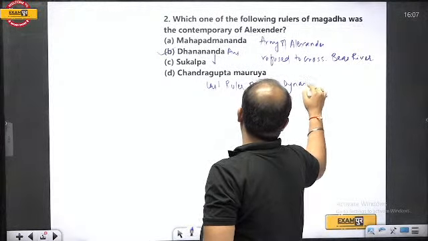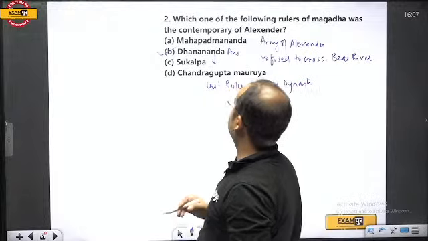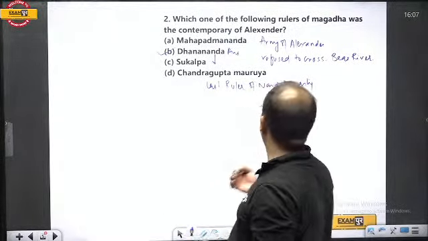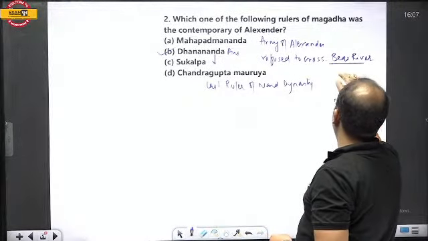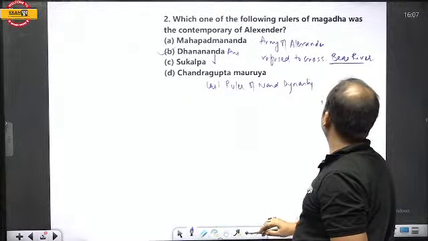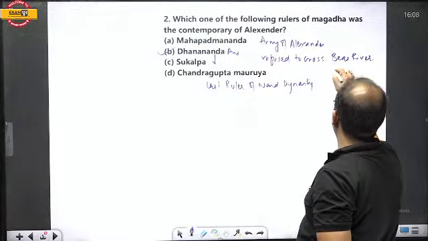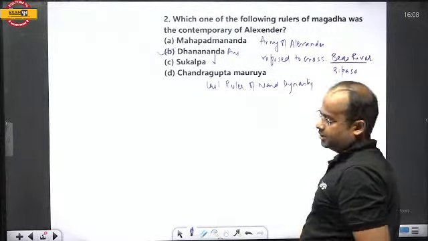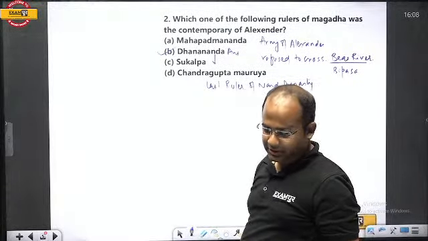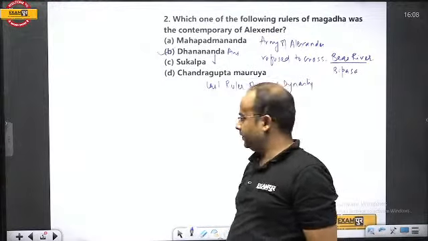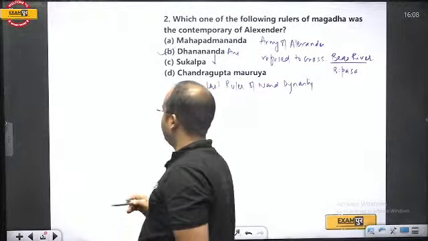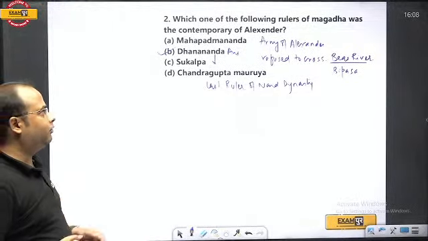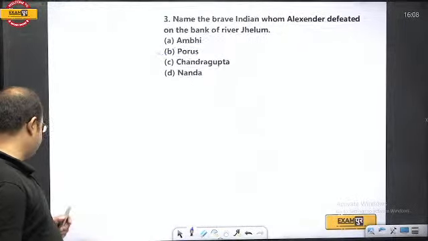And he was defeated by Chandragupta Maurya. Alexander could not cross the river Byas, and Byas in the Rigveda is called Bipasha. And Nandas were definitely very strong kings. So the correct answer will be Dhananand, and Chandragupta Maurya is not associated with the Nand dynasty. He was the founder of the Mauryan dynasty.